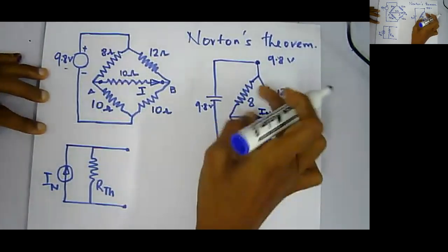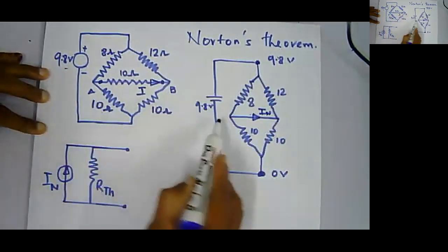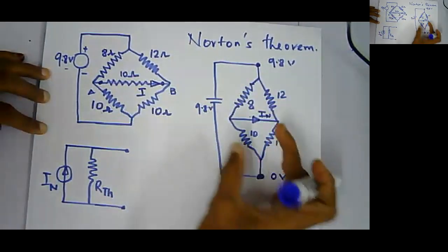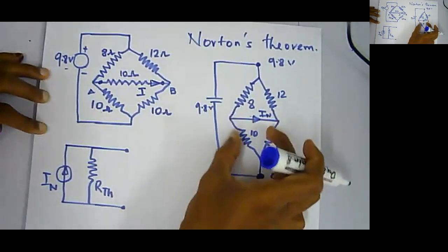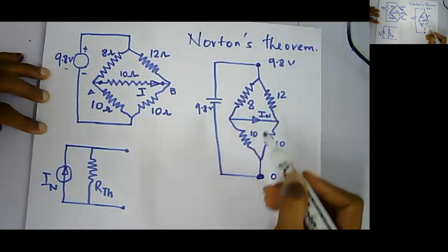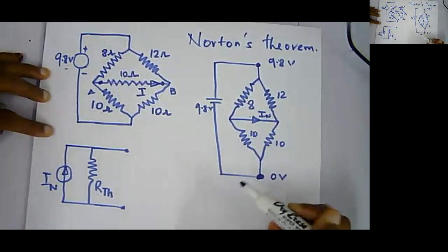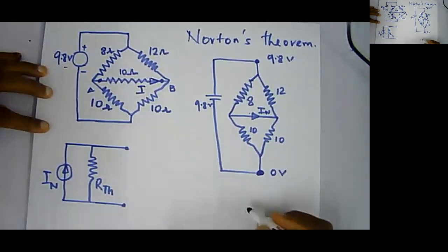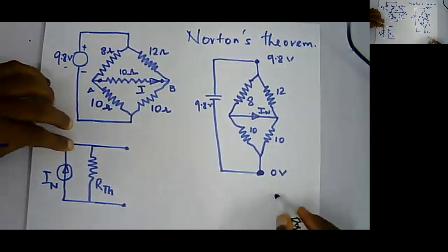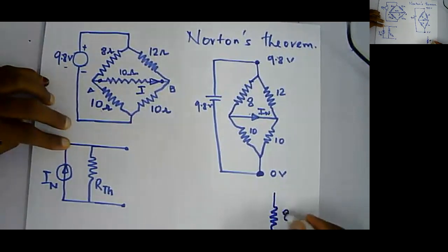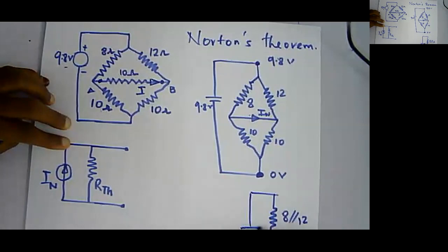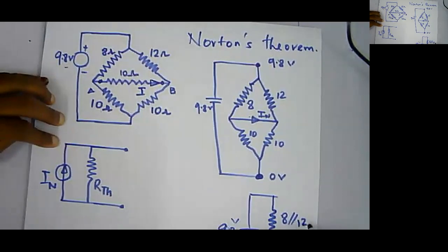Now we can see that 8 and 12 are in parallel, and in the middle they have been short circuited. You can imagine that this wire is merged together or welded together, right? So you have 8 and 12 in parallel, and these 10 and 10 are in parallel. Further simplifying the circuit, we have 8 parallel 12, and then 10 parallel 10, connected to the 9.8 volt battery, right?